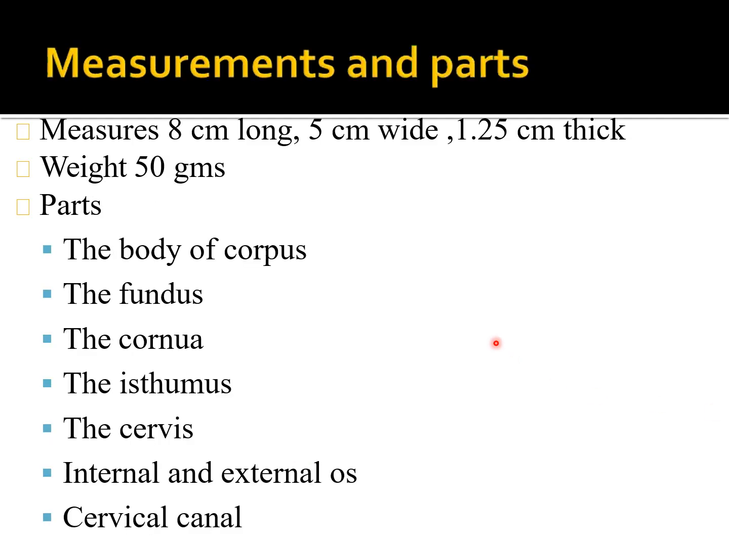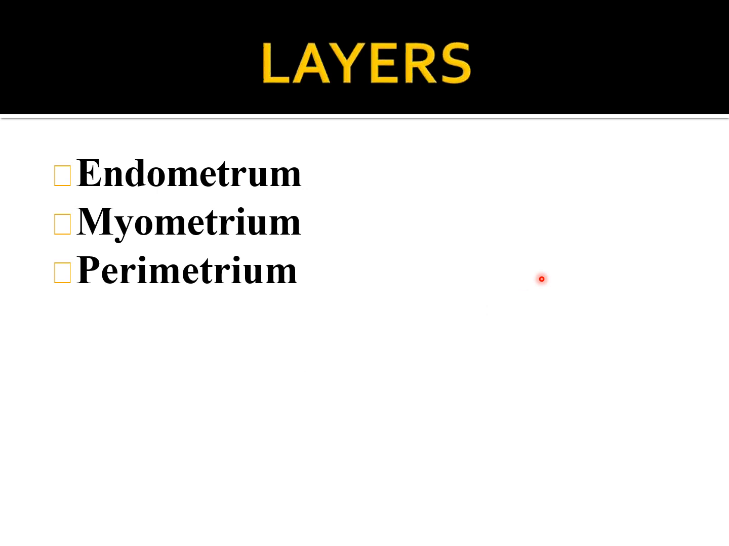The measurements of the uterus: it is around 7.5 to 8 centimeters in length, its width is 5 centimeters, its thickness is 1.25 centimeters, and its weight is around 50 to 60 grams. The parts of the body include the corpus, fundus, cornua, isthmus, cervix, internal and external os, and cervical canal. The uterus has 3 layers: endometrium, myometrium and perimetrium.